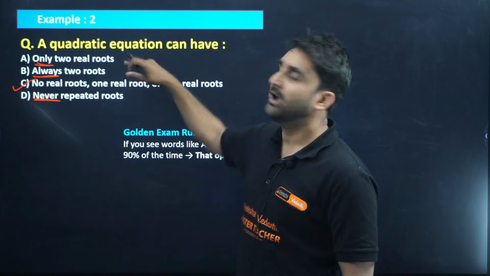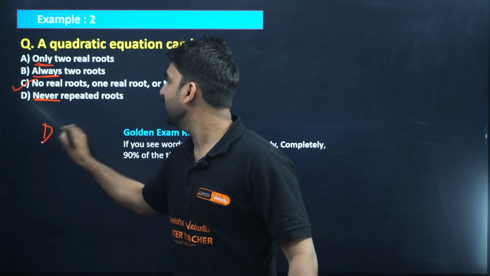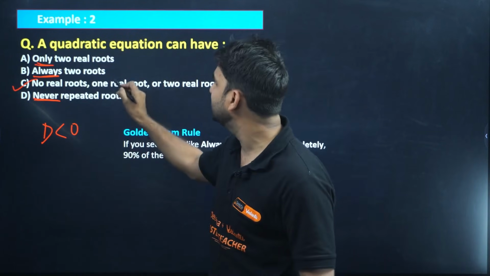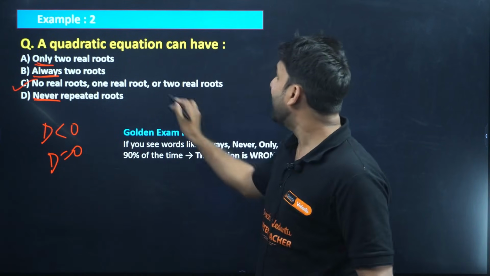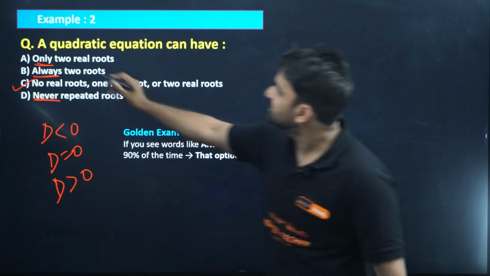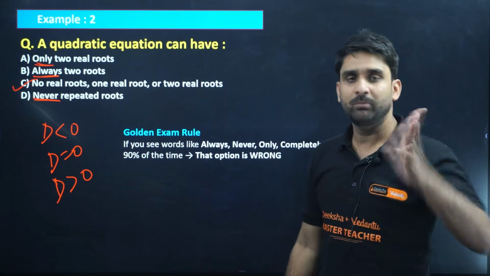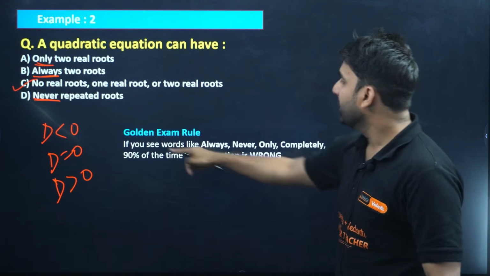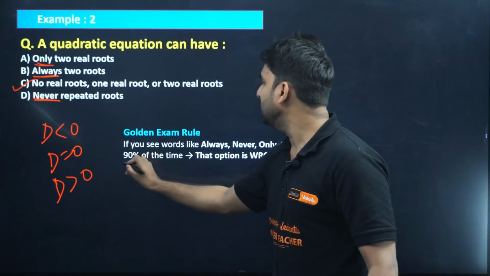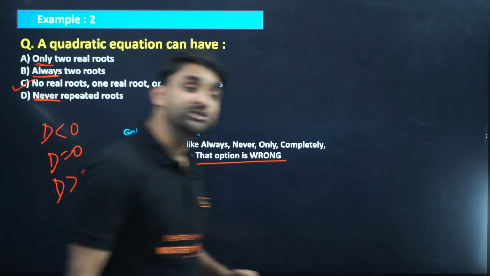And we all know a quadratic equation can have no real roots when D is less than 0, one real root, real and equal roots, when D is equal to 0, and two distinct real roots when D is greater than 0. So such options with only, always, and never are found to be incorrect, right? And the golden rule: if you see words like always, never, only, completely, 90% of the time that option is found to be wrong, my dear.